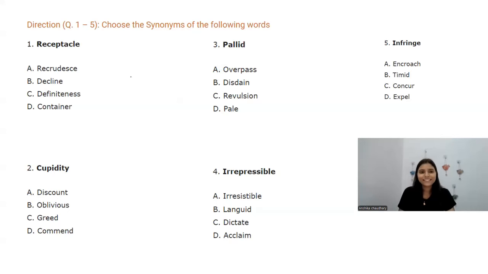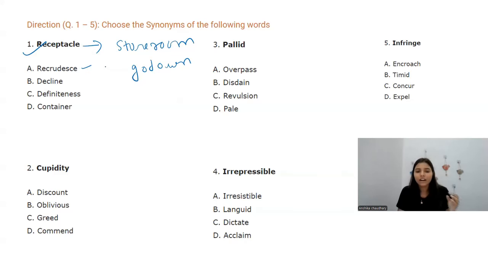Okay, so let's start. Choose the synonym of the following word. Receptacle. What is the meaning of receptacle? Receptacle means a container that stores something, right? Or we can say a big house or a big storeroom or a godown. So I'm writing here storeroom or godown. Basically, it is useful for storing something, right? So what will be the synonym related to storage only?